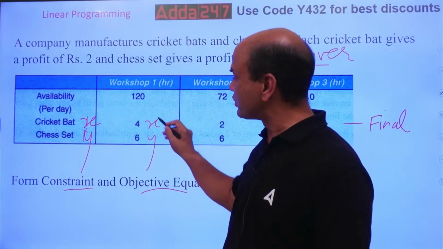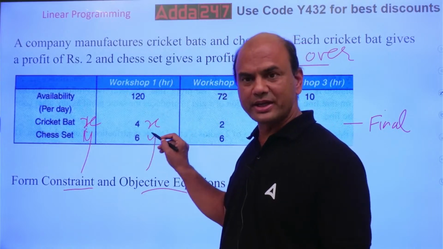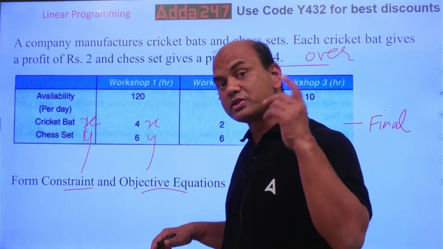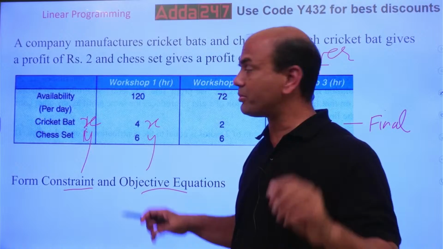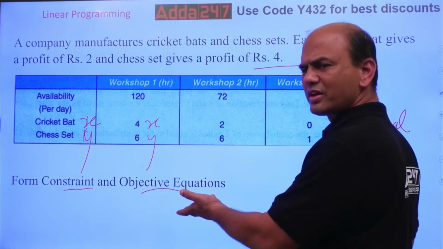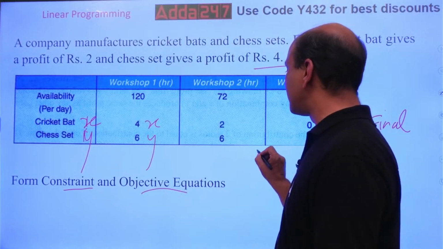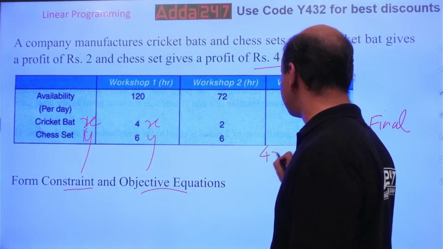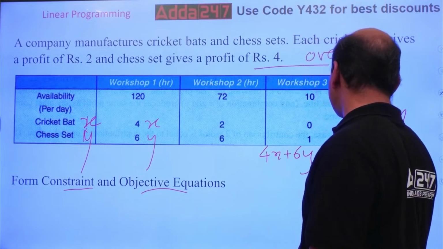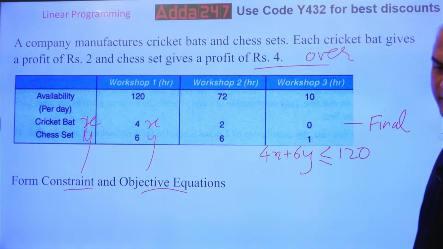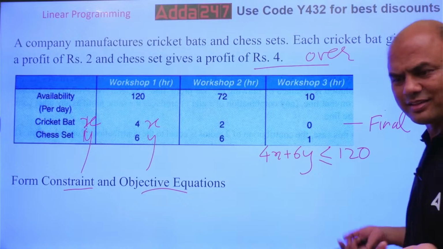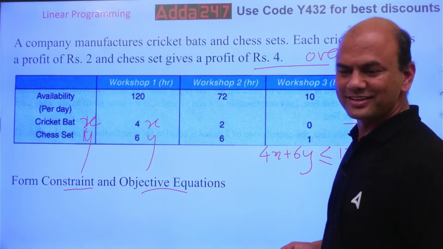So this is my total workshop time for 4x bats and 6y chess sets. This workshop will be open for 120 hours. So I'll write the equation here only. The constraint equation will be 4x plus 6y less than or equal to 120. 4x plus 6y less than or equal to 120. Done. The first equation is done.